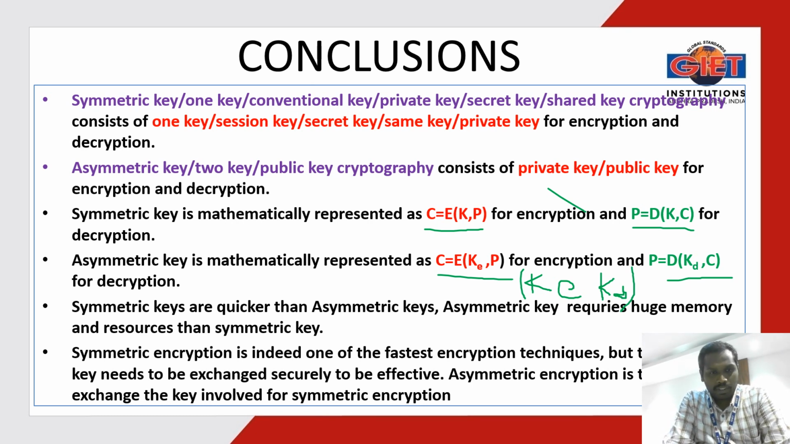Symmetric keys are quicker than asymmetric keys, because asymmetric key requires huge memory and resources compared to symmetric key. So symmetric keys are faster than asymmetric keys. Finally, symmetric key is indeed one of the fastest encryption techniques, but the keys need to be exchanged securely to be effective. In asymmetric key, the exchange of keys is involved. So this is all about the conclusion points of this cryptography.